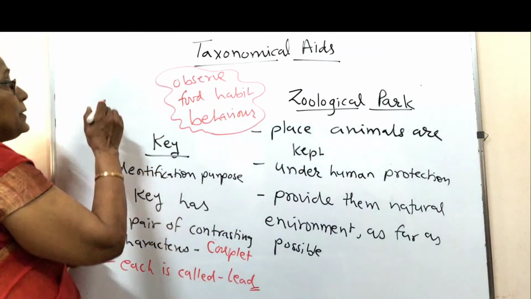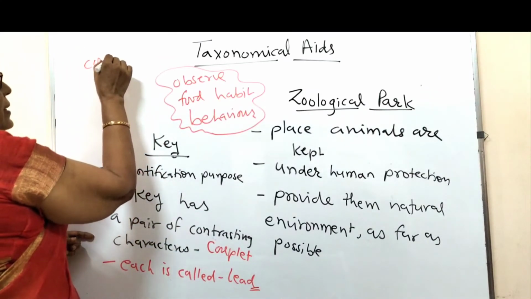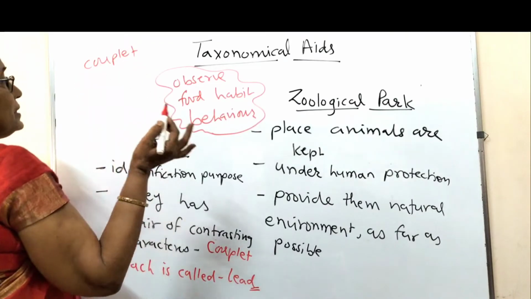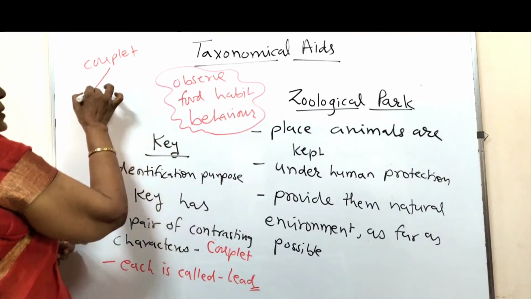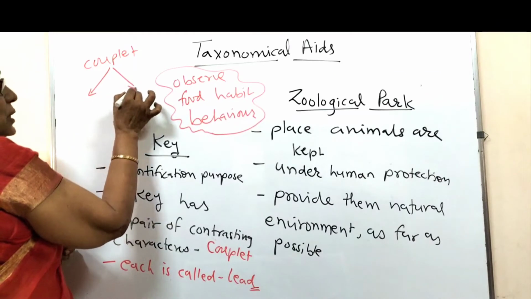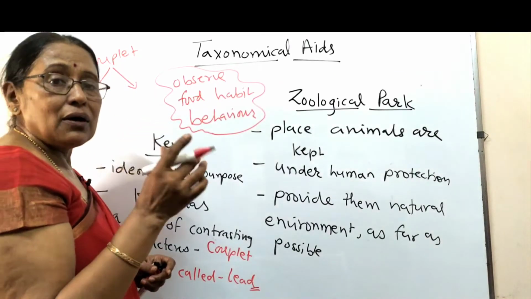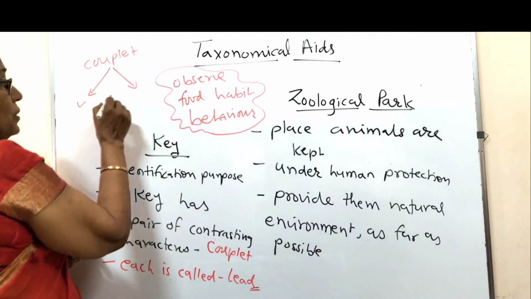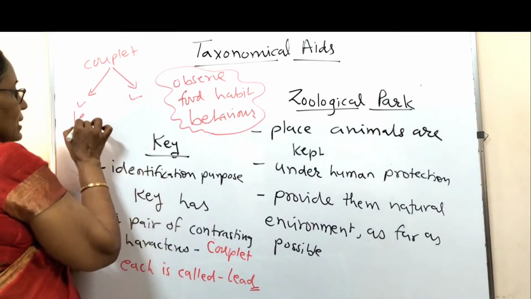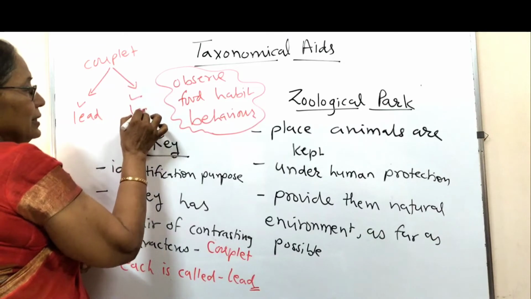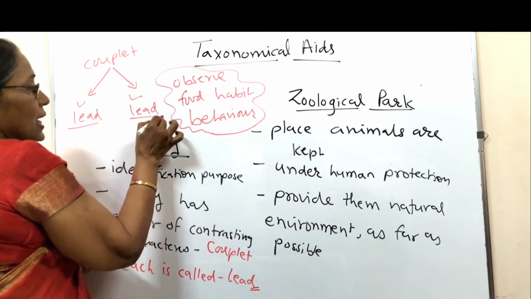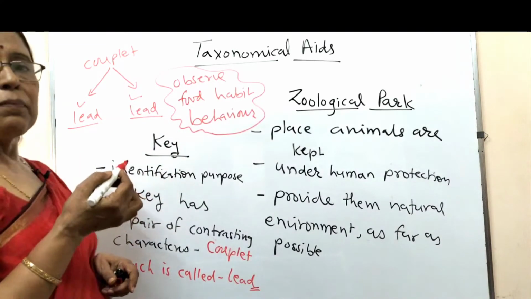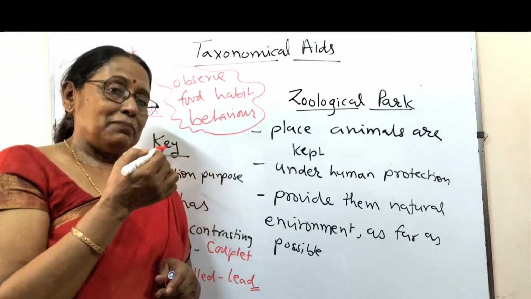Why both are called lead? If this is the couplet suggesting two contrasting traits, you can take this path or this path. Depending on the specimen which you are having, you can select this one or this one. So both can be a lead.